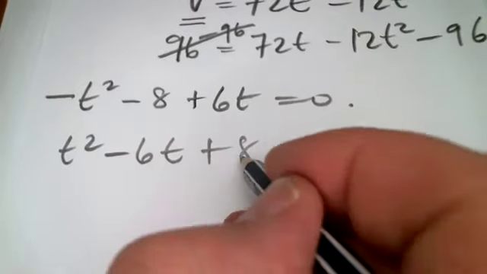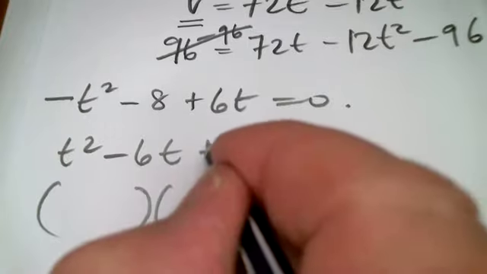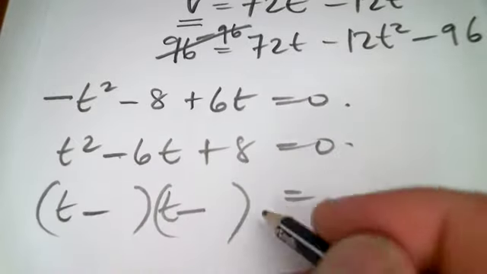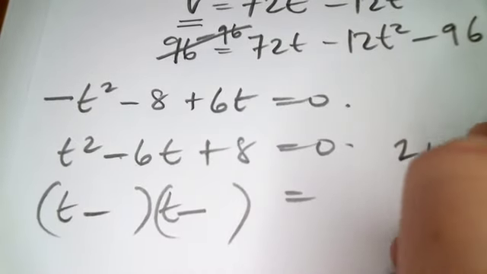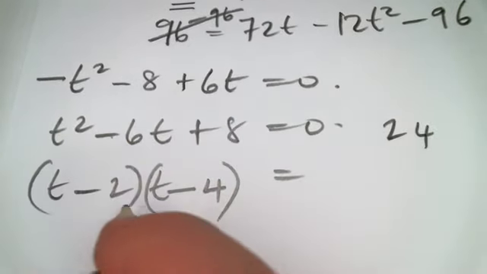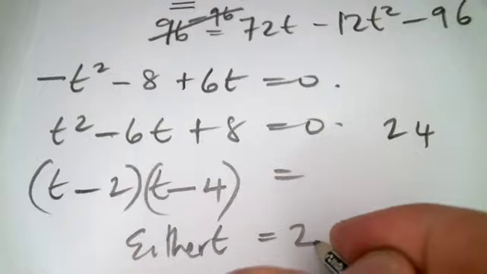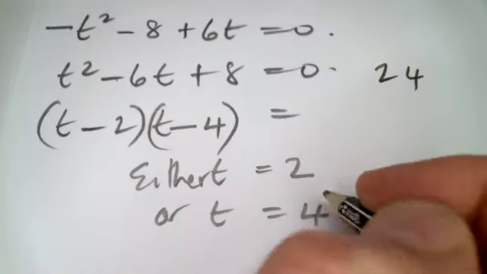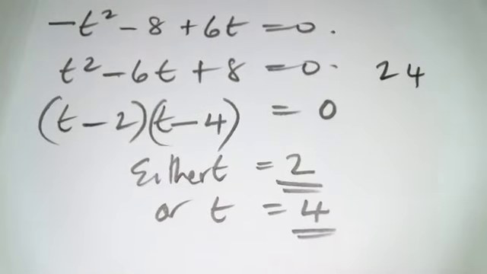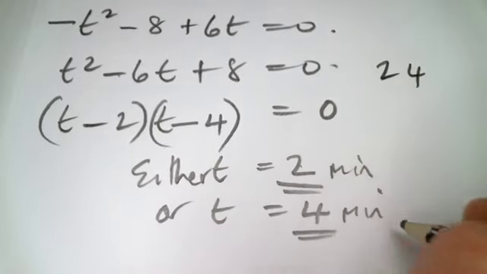So I'm looking for factors of 8 that add together to give us 6. I'm going to have 2 brackets. I know the signs are going to be the same, and they're both going to be negative. So I've got a negative and a negative, a t and a t. Factors of 8, 2 and 4, are going to make a 6. So I'll put a 2 here and a 4 here. So t is going to be at 2 points: either t is equal to 2 or t is equal to 4. And they are my 2 solutions in order for that to equal 0. So the time is 2 minutes and 4 minutes. Don't forget, of course, to put in the units. And there's my answer.